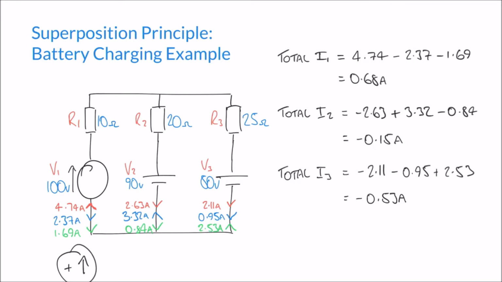And so our charging currents, I'll just make a note at the bottom here, our charging currents are 0.15 amps and 0.53 amps respectively.